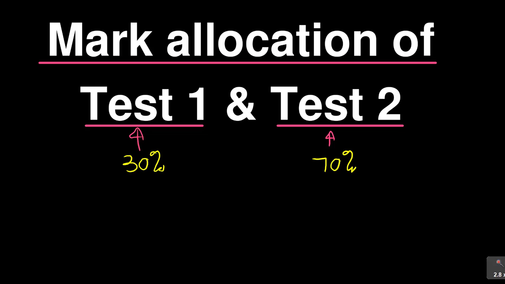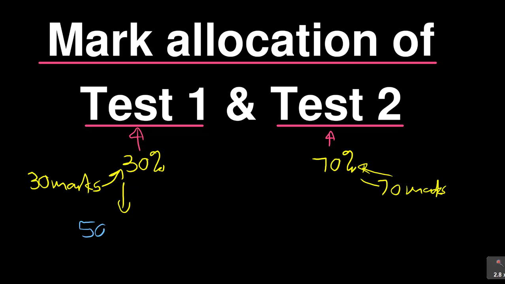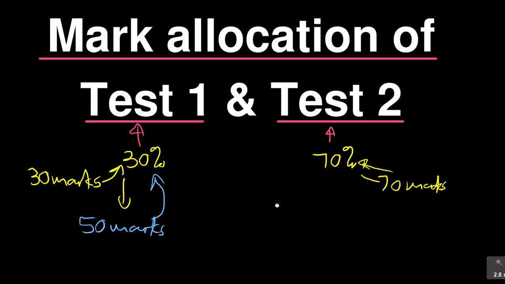Some colleges, this is what they do. They will give you test 1 out of 30 marks. If it is out of 30 marks, not a percent, it automatically becomes 30%. And if it is out of 70 marks, it automatically becomes 70%. But let's say your test 1 at school was out of 50 marks. The question is, how do you calculate my mark as a contribution of 30%?